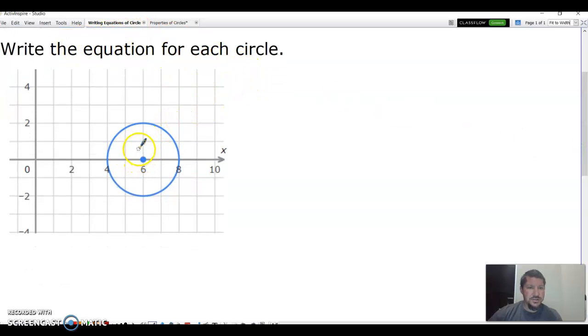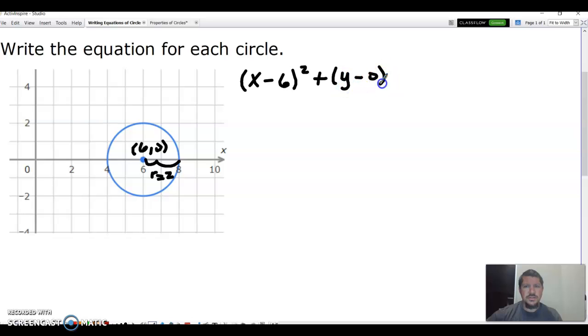So the center in this case is at (6, 0) with a radius of 2. Okay, so pretty simple. So it's (x − 6)² + (y − 0)² = 2², or after simplifying, (x − 6)² + y² = 4.